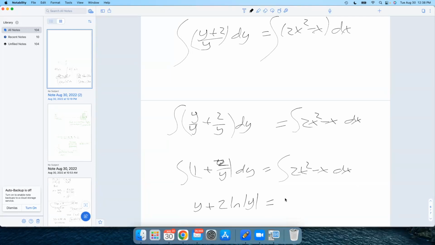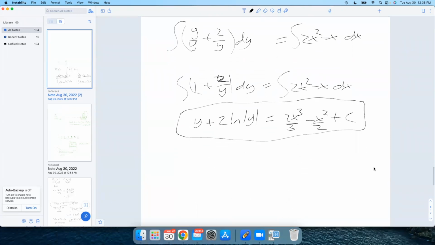And then what do we get here? We get 2x cubed over 3 minus x squared over 2 plus c. There's our plus c. And then this one, I don't even think would be possible to solve explicitly. We're going to be stuck with this implicit solution.